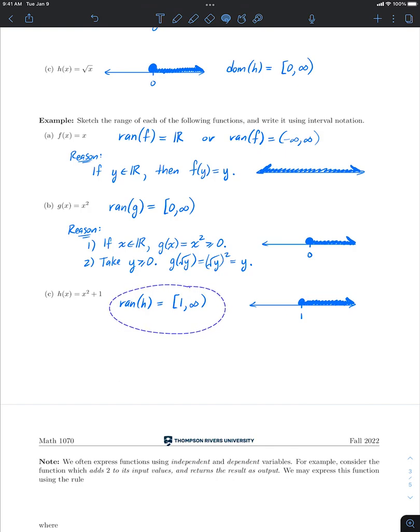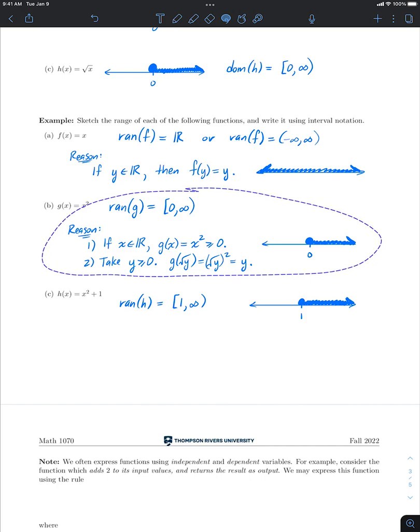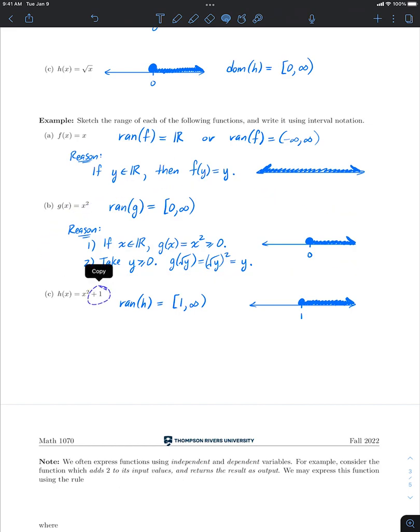Okay? We really did most of the work at this stage, thinking about all the possible output values from x squared. Once you figure out that that's all the non-negative numbers, then you know that if you just add 1 to them all, you're going to shift the range over 1 unit to the right.